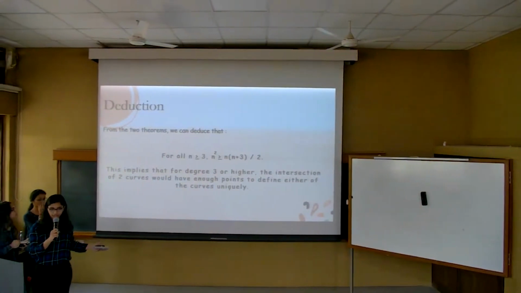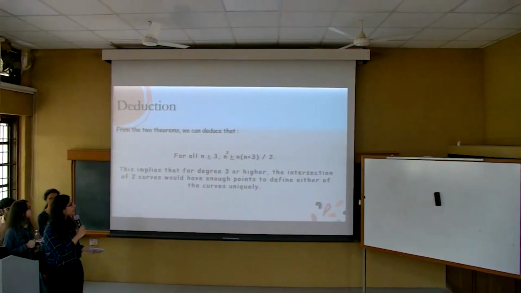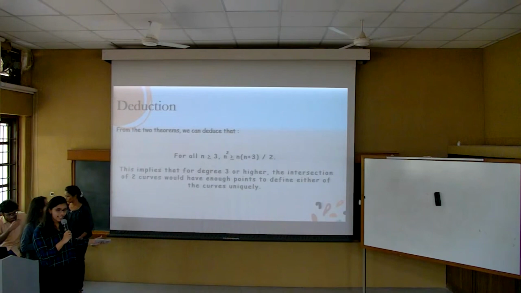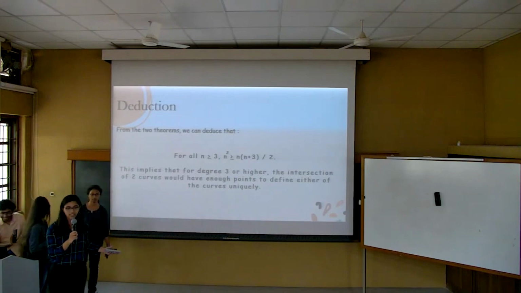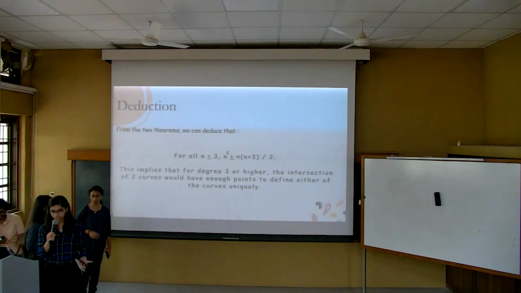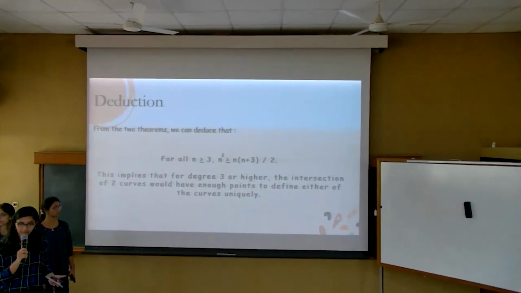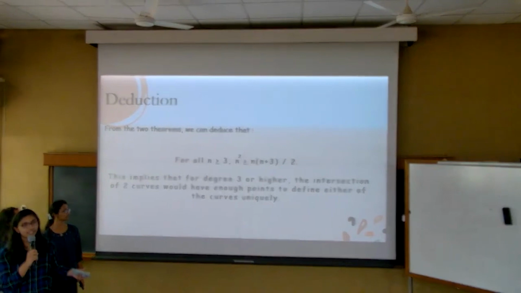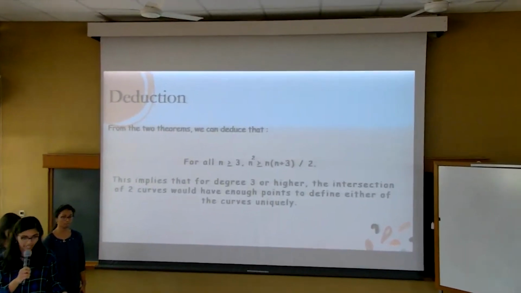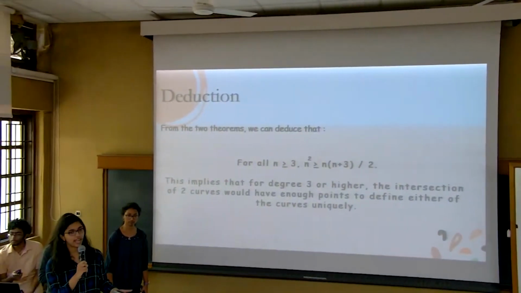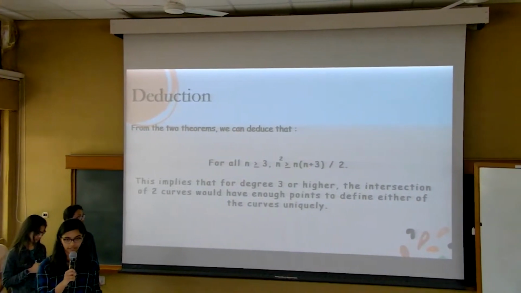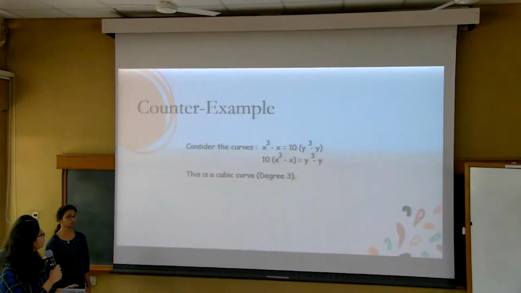So basically from both of these theorems, Bézout's theorem and Cramer's theorem, what we can deduce is that for all n greater than or equal to 3, n being the degree of the curves we're talking about, n squared is greater than or equal to n times (n plus 3) by 2. And this implies that for two curves of degree 3 or higher, the intersection of the two curves would have enough points to uniquely define either curve individually.